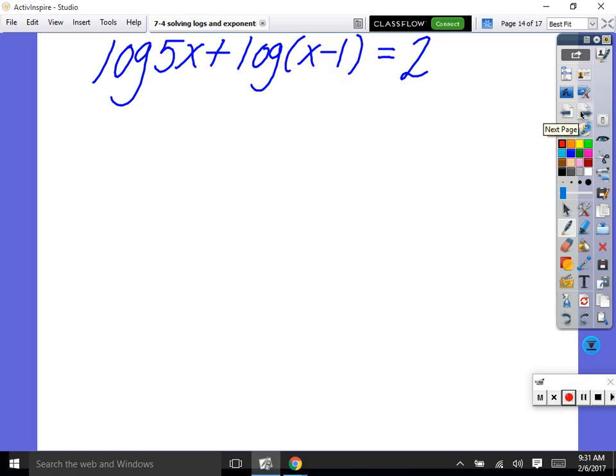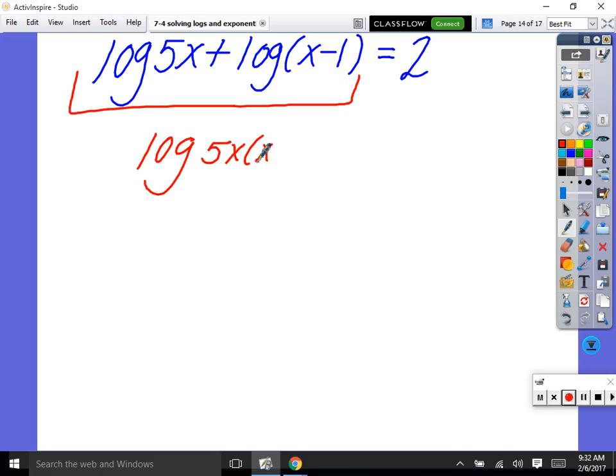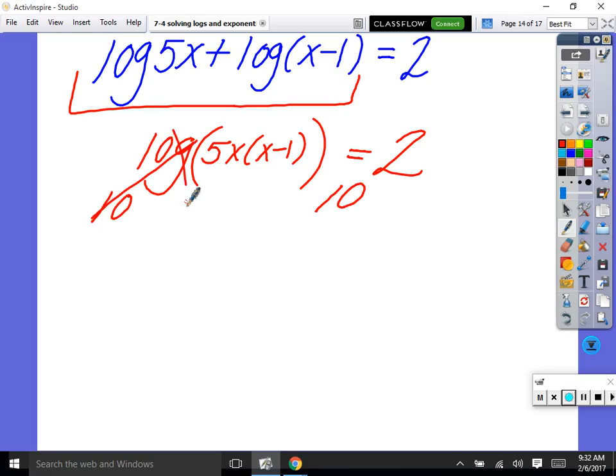Okay, we're almost done. I'm going to let you work. So look, two logarithms with addition. So we're going to put them together using properties of log. So log to the base 10, we don't need to write base 10, of 5x times x minus 1, right? When you add, you multiply, equals 2. Now understand this is all trapped inside the log. So we'll raise base 10 to both sides. Base 10 and log of the base 10 cancel out.